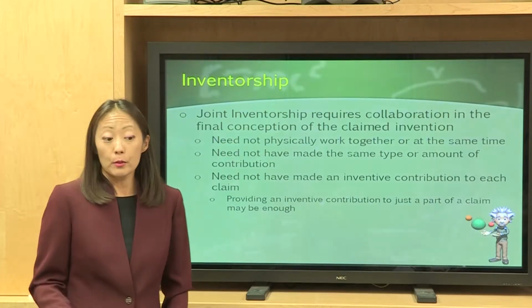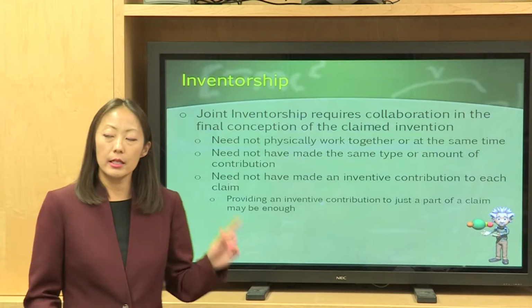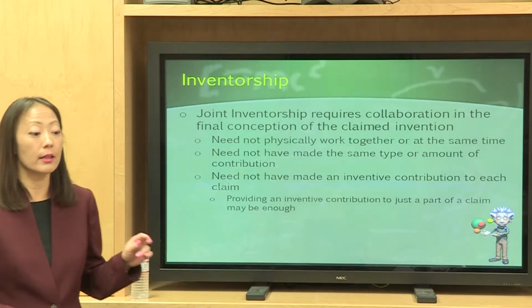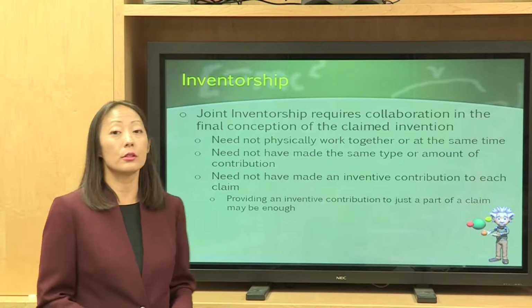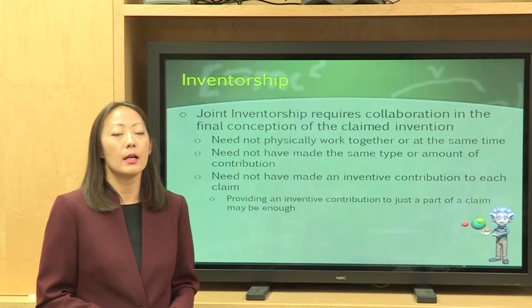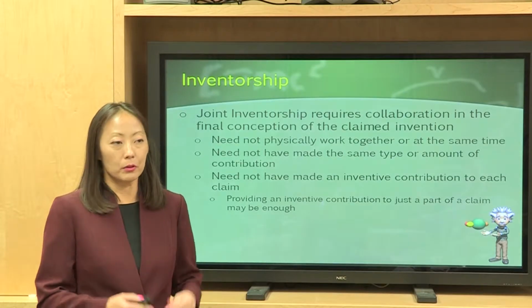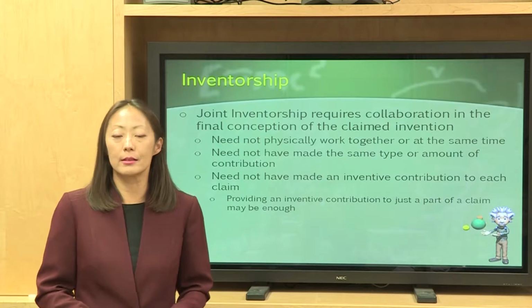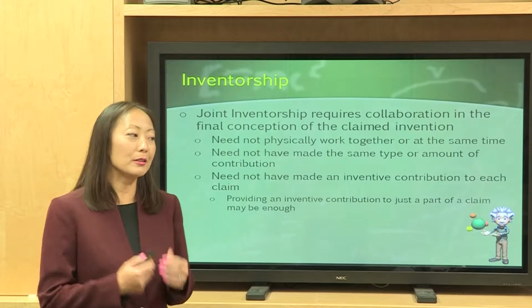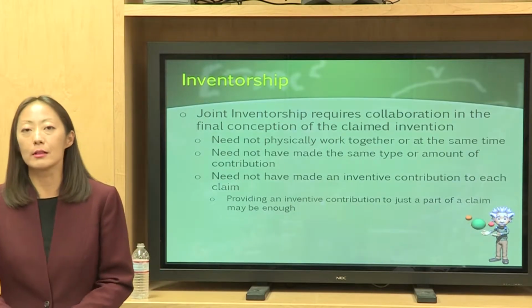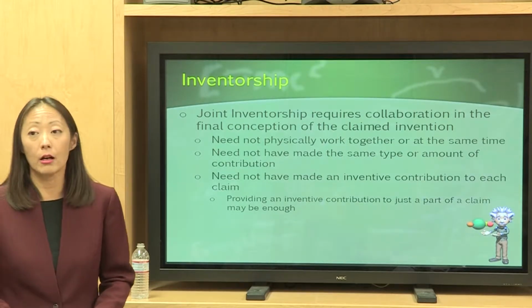Joint inventorship requires collaboration on the final conception of the claimed invention. You need not have physically worked together or at the same time. You need not have made the same type or amount of contribution. And this is probably the cause of a lot of problems with inventors and people who are deemed not to be inventors: one can spend so much time and energy, blood, sweat, and tears, and their efforts, unfortunately, are not an inventive contribution, and that causes so much heartache.